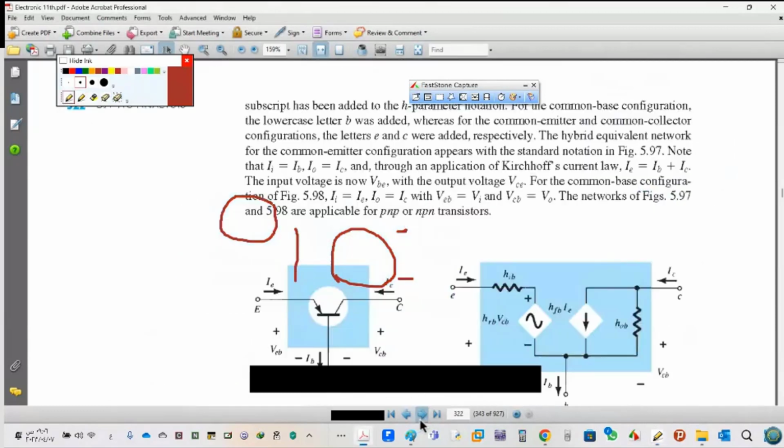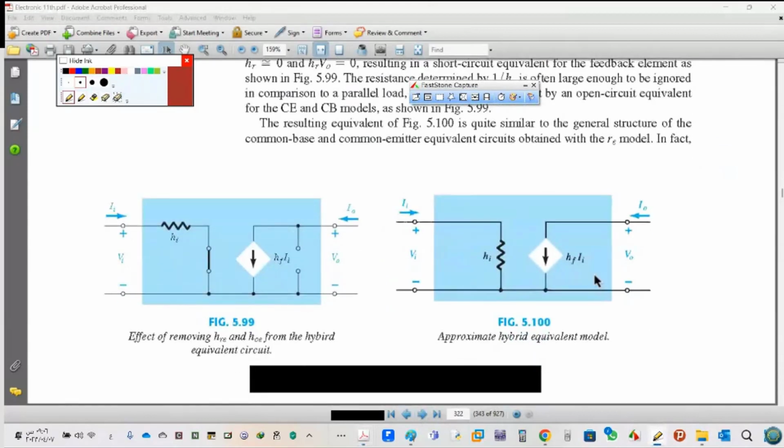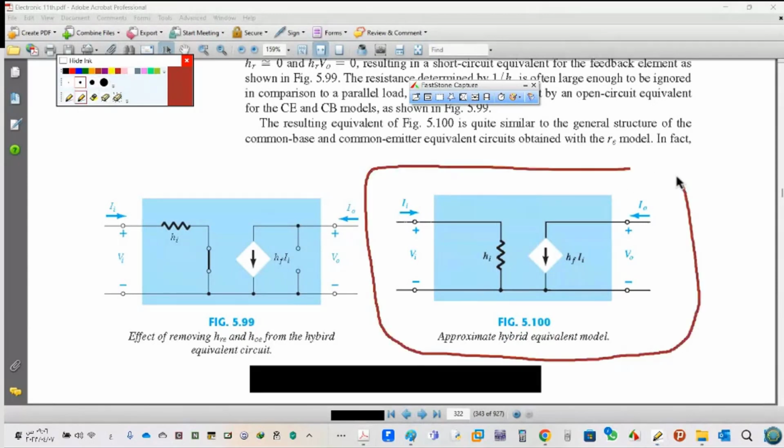See this, the model that we're going to use here. This is the model that we're going to use in our study. So we have two models: the full model, and this approximate hybrid model that we are using in our study. Now, how can we find HI, HF? The easy way: we'll start from the RE model, then we will apply it to the hybrid model. Start from RE, go to hybrid.